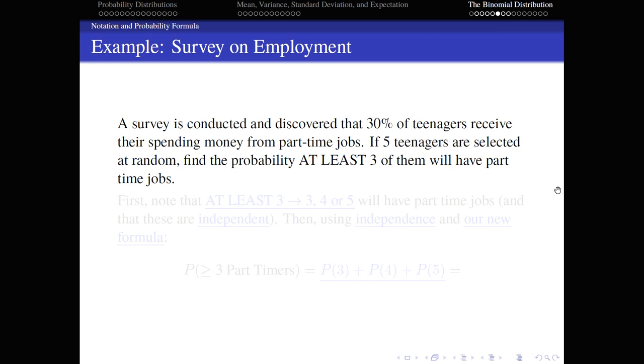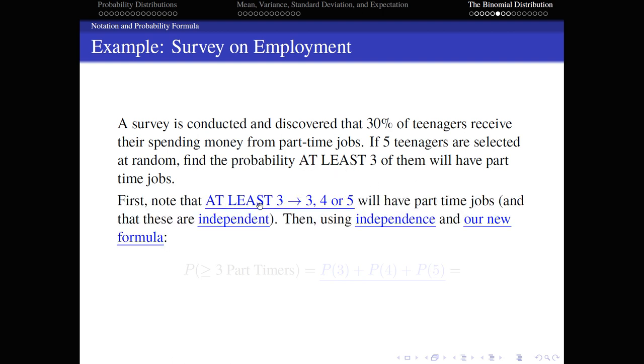Now thinking about this, it's another word problem, but note that in this problem, reading through it, and you can pause at any time, we need to find the probability of at least 3 of these teenagers having a part-time job. So at least 3 is not just 3, it's 3 or 4 or 5. Now remember what we talked about in our probability chapter. Or means adding those probabilities together, because you can't have 3 and 4 at the same time or 4 and 5 at the same time.